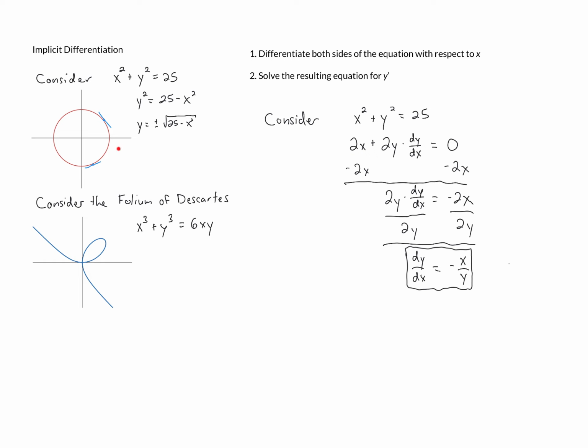Now, I want to do one more thing about this circle before we finish this video and get into example problems. I want us to actually find the equation of one of the tangent lines. Find an equation of the tangent line to this curve, x squared plus y squared equals 25, at the point 3, 4.